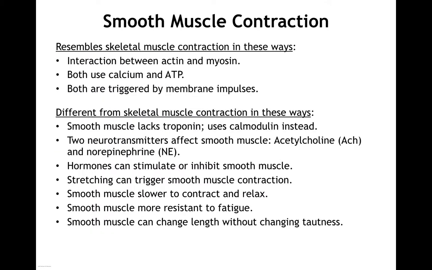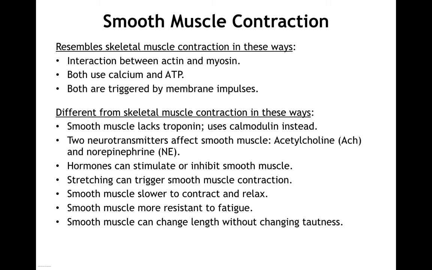A smooth muscle contraction looks a lot like skeletal muscle contraction in the fact that there's an interaction between the actin and myosin. Both are going to use calcium and ATP, and both are triggered by membrane impulses. However, they are quite different at a physiological level. Smooth muscle doesn't have troponin. It uses another protein called calmodulin.